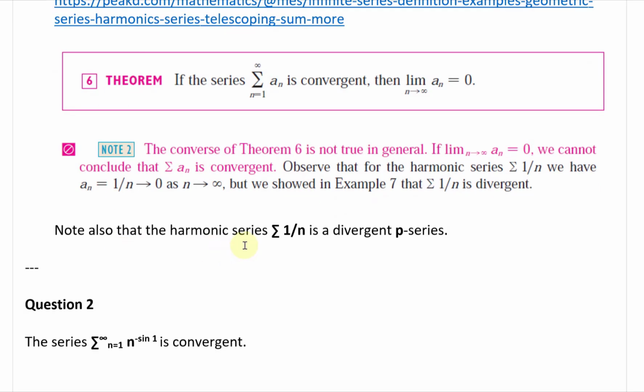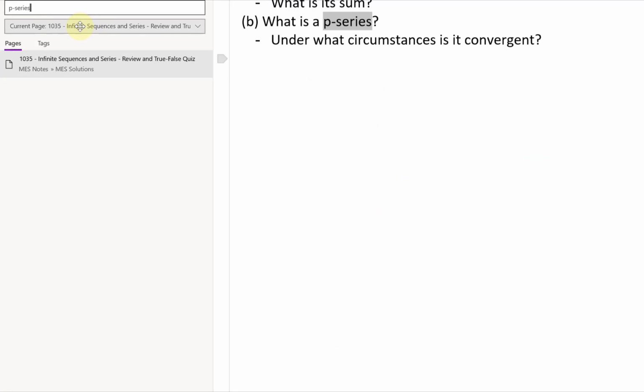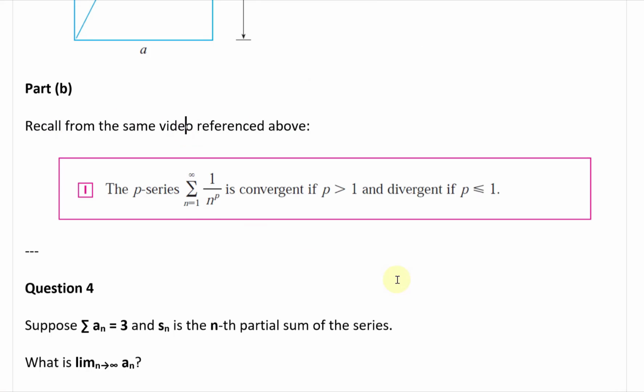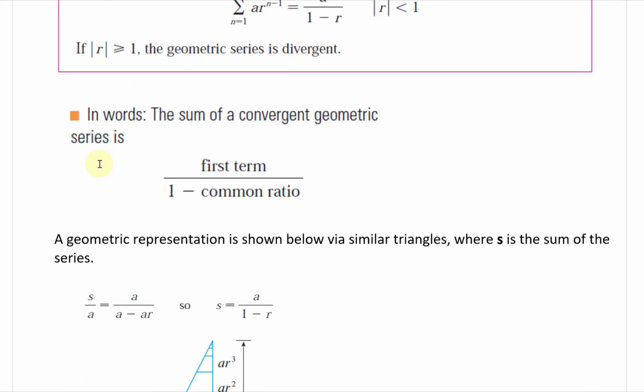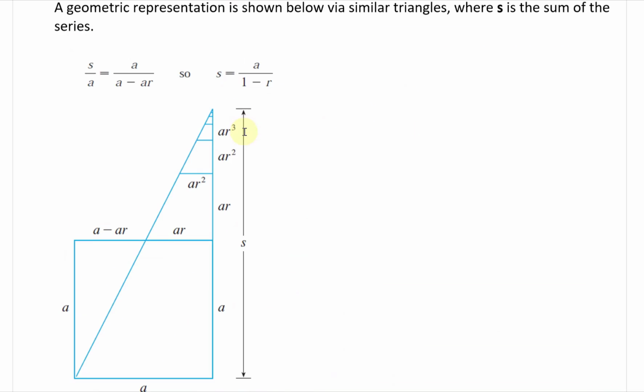So note also that the harmonic series, the summation of 1 over n, is a divergent p series, and we could actually have a look at p series right here. And let's go back to it. And yeah, that's right over here. So this was part of question 3. What is a p series, and under what circumstances is it convergent?